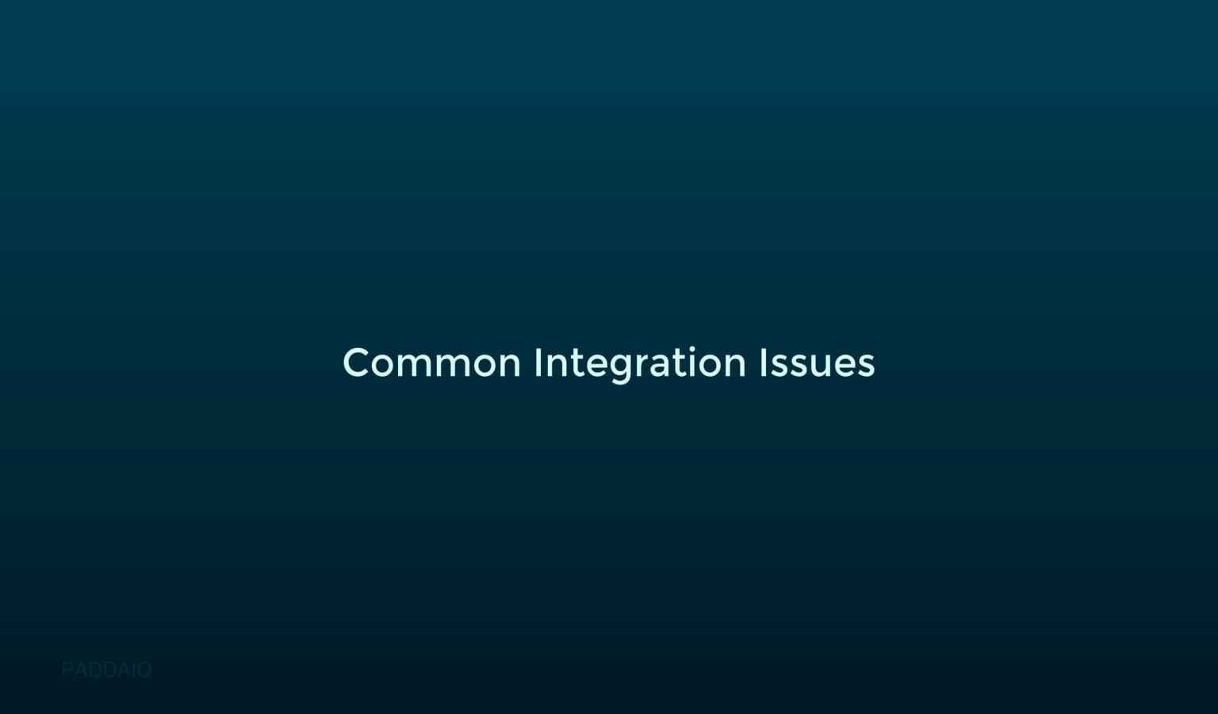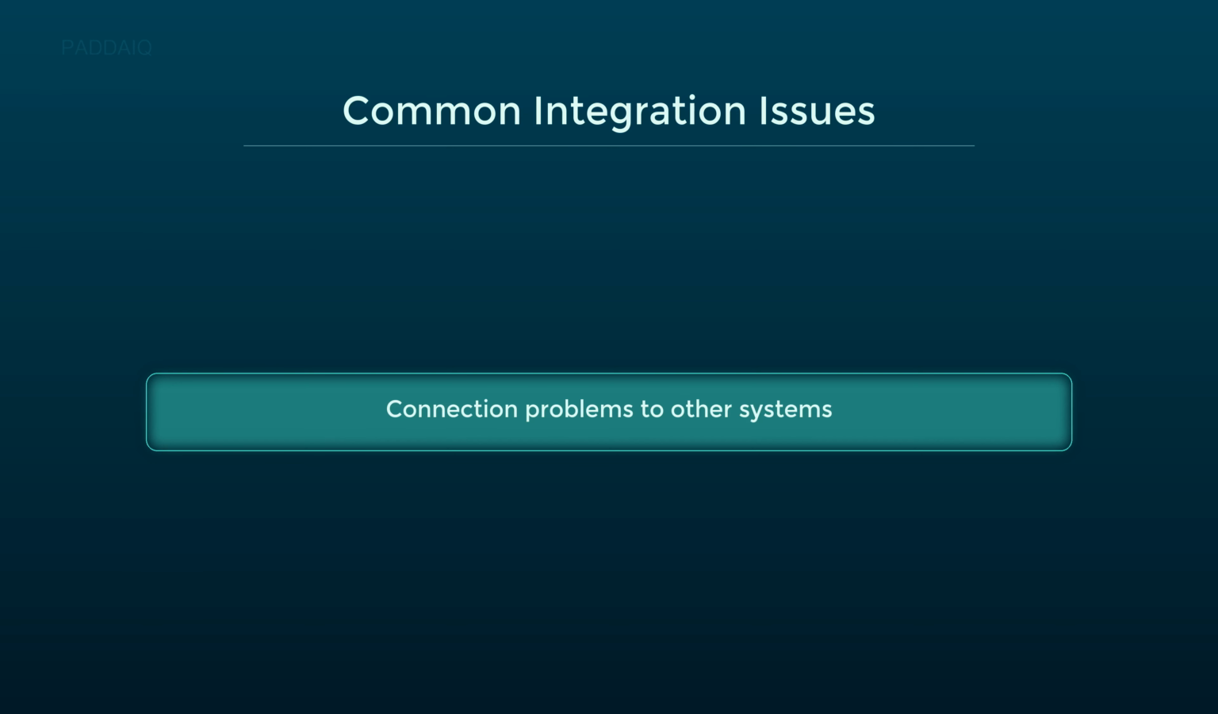Common integration issues. Connection problems to other systems. This means your BTP application cannot communicate with the required external services, like a database or another cloud platform. For instance, an e-commerce app failing to retrieve live shipping rates from a carrier's API due to a network firewall. Always verify your connectivity settings and endpoints to prevent these disruptions.